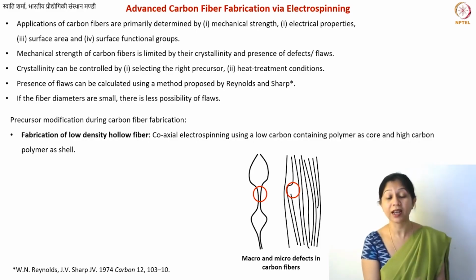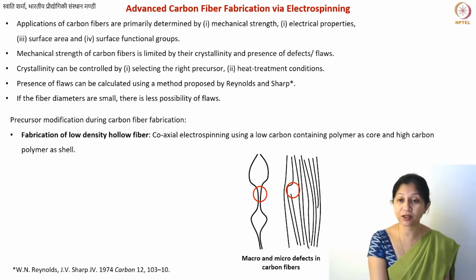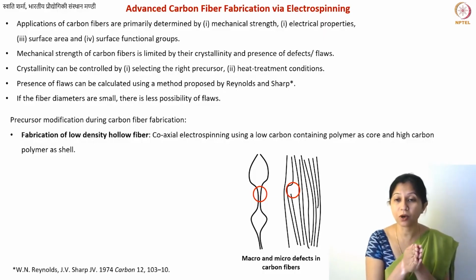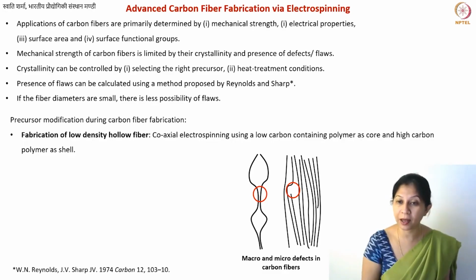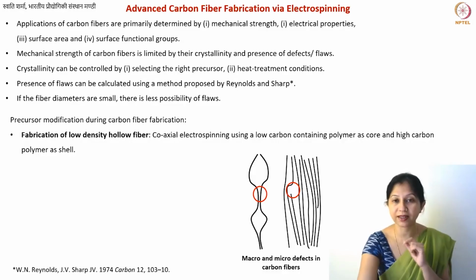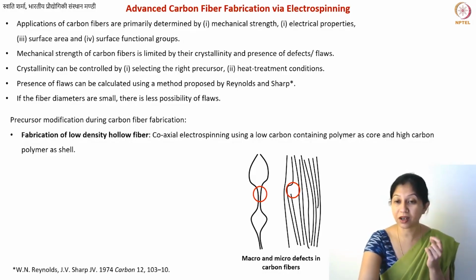Okay, how can you do that? Actually, it's not that difficult. Electrospinning setups even come with what is known as coaxial spinning, which means you have two concentric cylinders or needles. So when you have a spinneret, you can have two different polymer jets going out at the same time. In that case, you can choose your core in such a way that it does not carbonize very well.